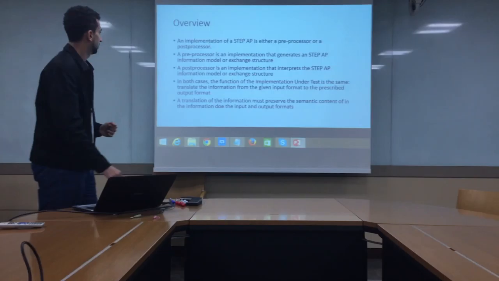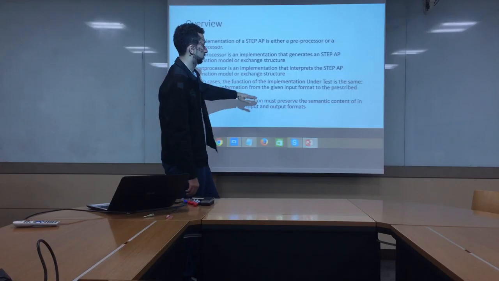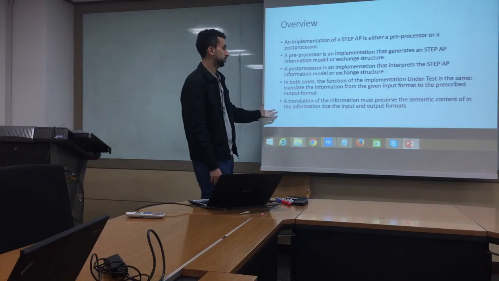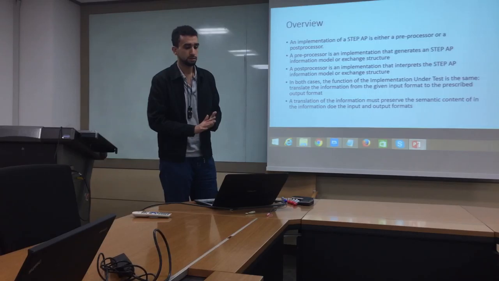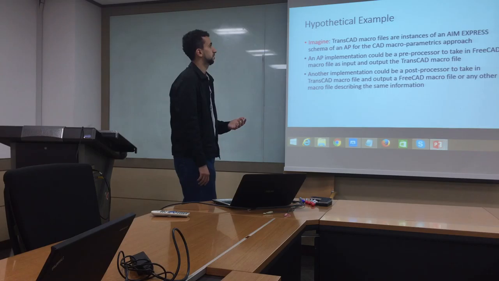Okay, so to do testing, we have something called implementation under test, or IUT for short. And the idea is that information must be translated from the starting point to the ending point while preserving the semantics. Actually, this is not very clear unless you take an example. So I tried to make this hypothetical example using our project as a reference.